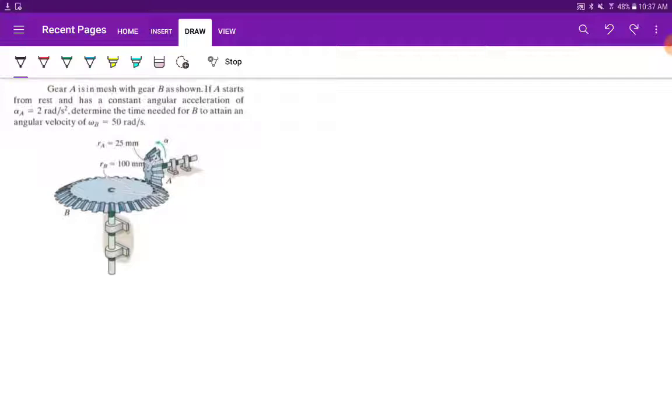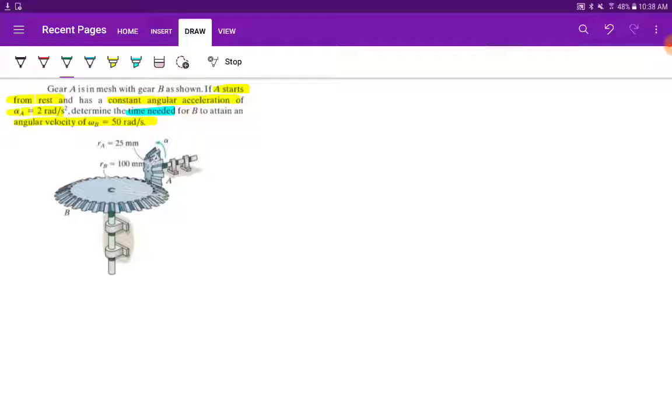Okay. So let's see. They give us some information. Starts from rest is important. That means if we're doing state 1, state 2, we know state 1 has a velocity of 0. We know that the acceleration is constant, and they give us the value of it. So if the angular acceleration is constant, that means the linear acceleration is constant. And then they want to find the time needed, but they tell us that the new velocity is going to be 50. That's not a big deal. We just have to figure out what's going on at the point of contact.